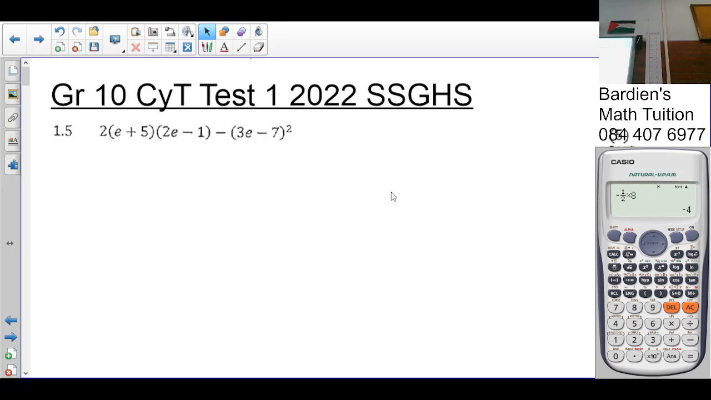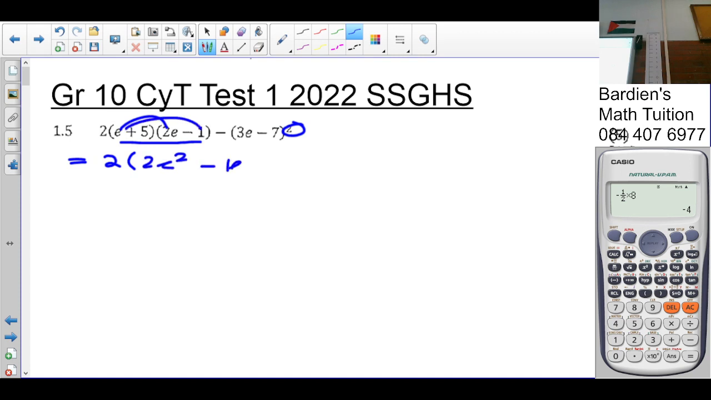People, 1.5. First we need to sort that out and the binomial square. So it's 2 into. You could have multiplied the 2 into one of the two brackets, not both. But according to BODMAS, we sort out brackets first. So 2e times e is 2e squared. e times negative 1 is negative e. 5 times 2e is going to give you 10e. And 5 times negative 1 is negative 5. Minus your binomial square. Again, if you can't do binomial square, you write that twice and you multiply it out. So 3e all squared is 9e squared. 3e times 7 is 21 times 2, going to give you negative 42e. Negative 7 squared is positive 49.